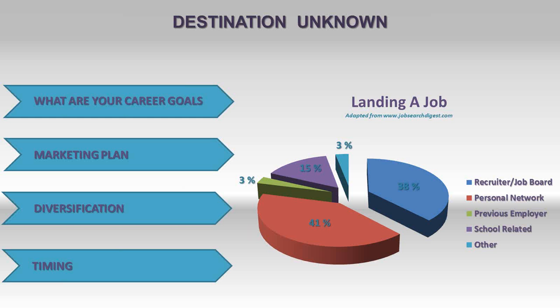And they also said 3% was other, which means it could have been a combination of ways or wasn't actually documented on how they found it. But you can also see that a big chunk of the pie doesn't come from job boards. So you're going to have to figure out what your career goals are, what type of marketing plan you're going to implement, and are you doing some type of diversification? Are you diversifying the way you look for a job?